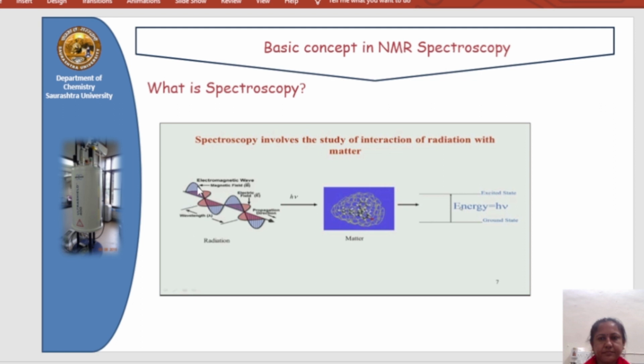So this blue color is a representation of the magnetic component and red color is the representation of the electrical component. Now in this picture we can say these two, the electrical component and magnetic component, are perpendicular to each other. And this is nothing but the propagation line or direction line. So these both are also perpendicular to the direction line.